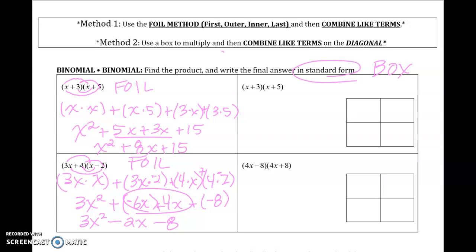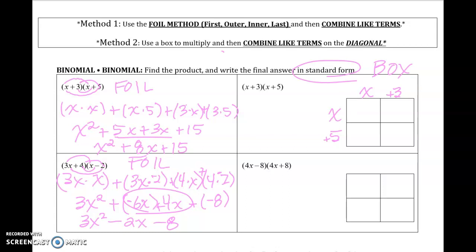So in the box method, you just set it up just like this. You would just draw a little box right here, and then one of your binomials goes across the top, and one of your binomials goes down the side, and it really doesn't matter which goes where. The thing is, you just need to remember to include signs. So pay attention to your sign work. We'll especially talk about that in this next one down here.